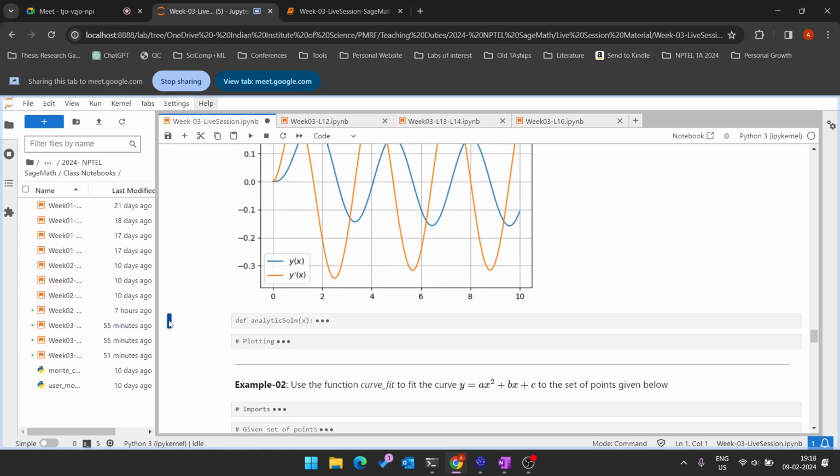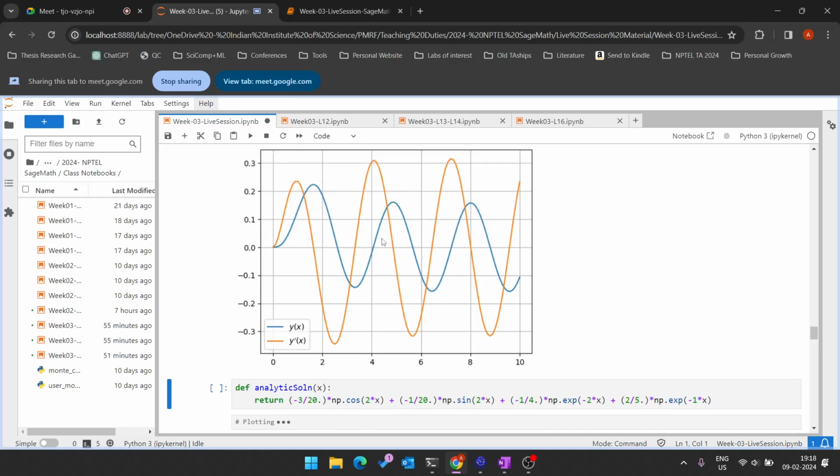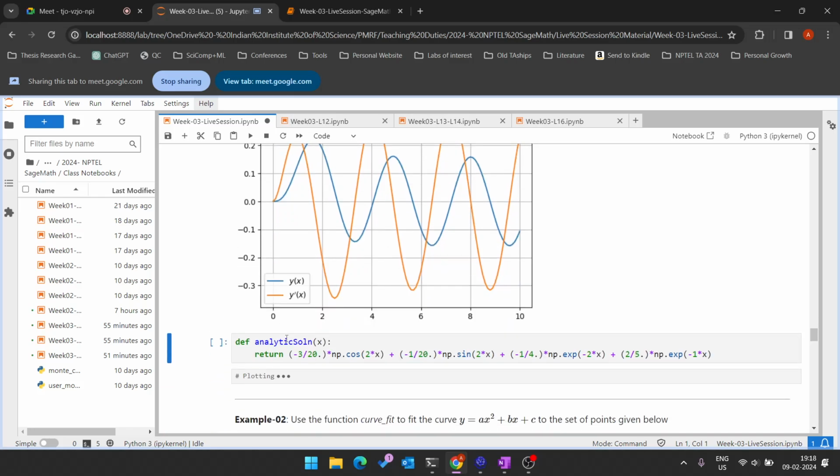Right, and just to see if what we are getting is correct, I also tried to solve this using the analytical method, whose steps I detailed earlier. So if you can remember, our solution had something into cos of 2x plus something into sine of 2x plus something into e raised to plus a constant into e raised to minus 2x and another constant into e raised to minus x. So I define this as my analytical solution function.